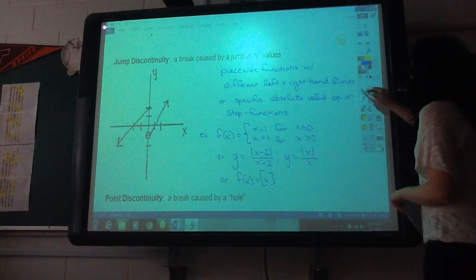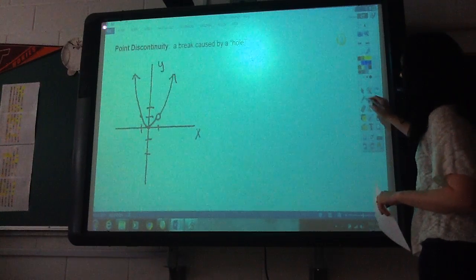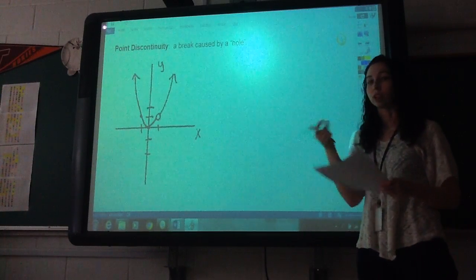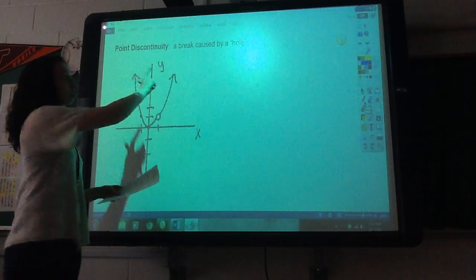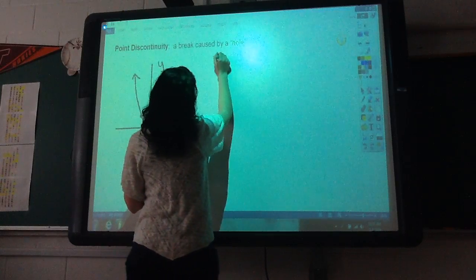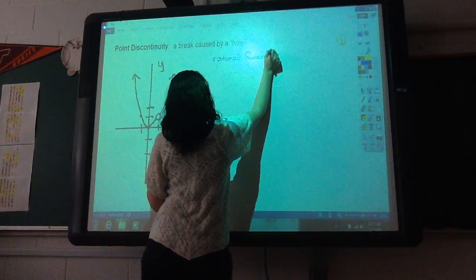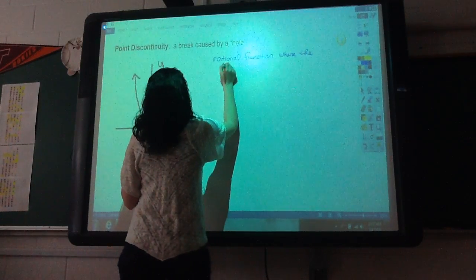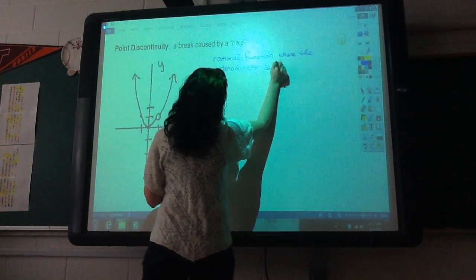The last type of discontinuity is called a point discontinuity. We've actually dealt with these quite frequently already. When we were doing the substitutions and we had to find the factor, because we were getting a 0 over 0, and you had to figure out which factor canceled, that 0 over 0 tells you that there is a point discontinuity. It's caused by a hole in the graph. So this is a rational function where the denominator cancels when you simplify it.